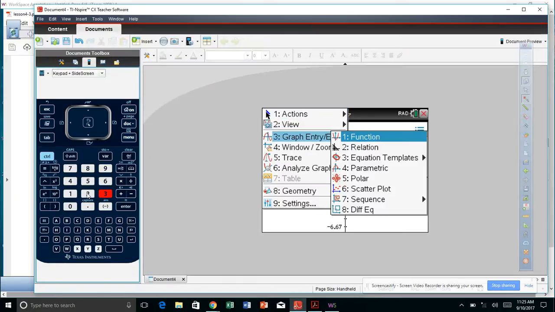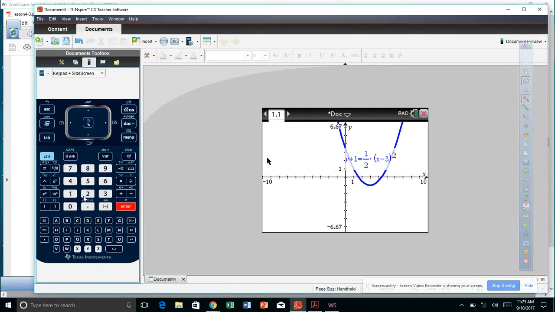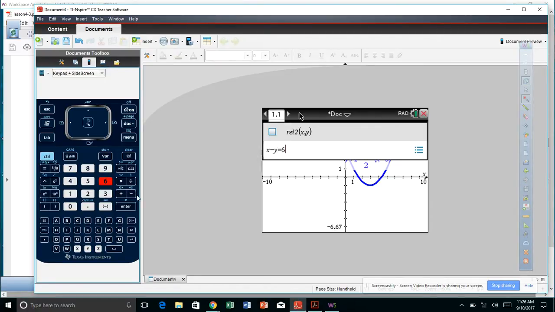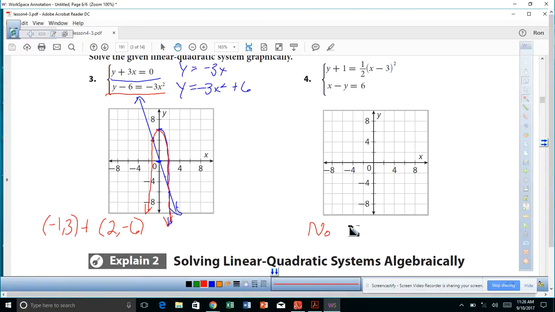All right. Menu, 3, 2. And you got y plus 1 equals, and then you got 1, control, divide, 2, times, open parentheses, x minus 3, close parentheses squared, press enter, and then you got x minus y equals 6. I didn't press tab. x minus y equals 6. Now it's in there. Press enter. And then you can see no solution.